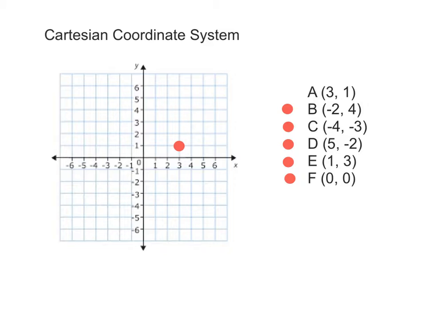If you like, you can label the points just to keep track of where they're at. And next, point B, -2, 4. In this one, I'm going to go to the left 2 units at x equals -2, and then up 4 units. There's B.